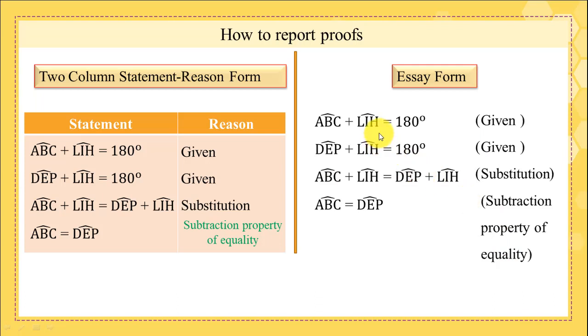What do you mean by another form? In an essay form, we write the statements and we write the reason of each statement in parentheses. They are the same statements, same reasons, but using parentheses for the reason and without two columns, without a table. So in order to report a proof, we have two forms. The first form using a table, statement reason, and the second form is an essay form. They are the same in concept, the same in statements and reasons, but in two different forms.